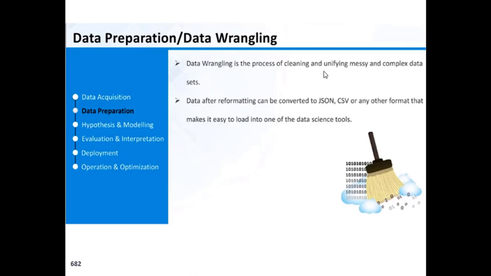So data wrangling is the process of cleaning and unifying messy and complex data sets. I want them to be unified so that I'm able to apply statistics and modeling techniques on this. Then data after reformatting can be converted to a JSON, CSV, that is the comma separated values, or any other format to make them easy to load into any data science tool. So we will actually use Pandas to be able to load the CSV files here.